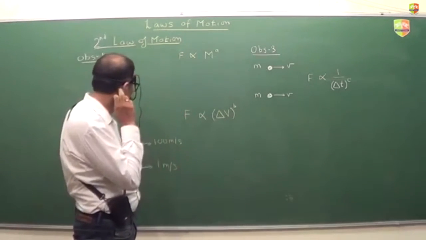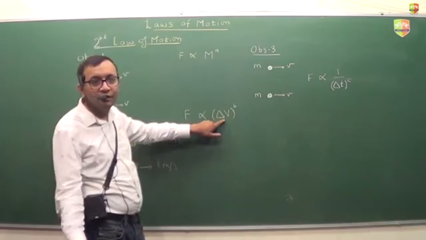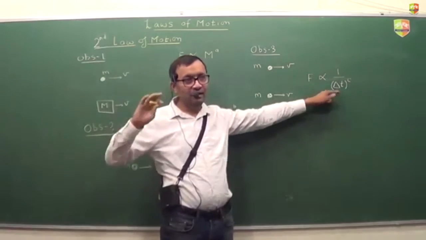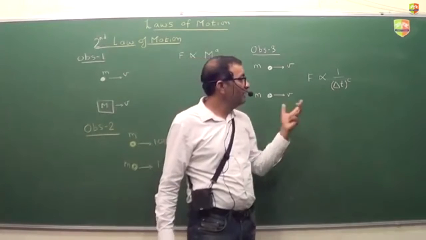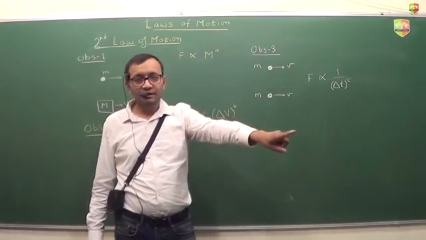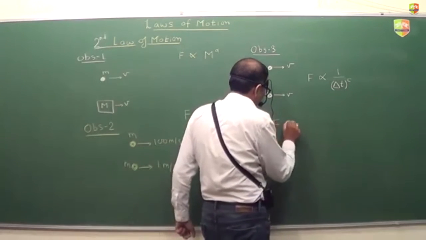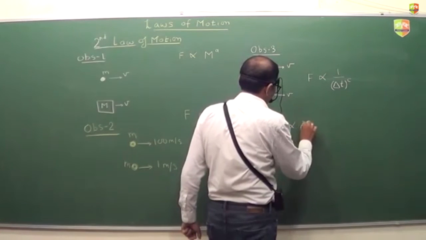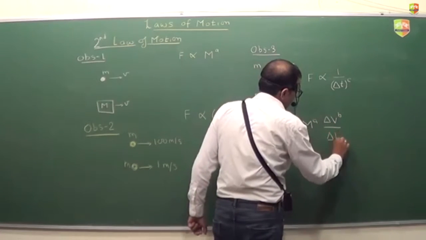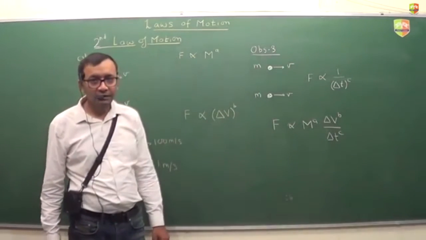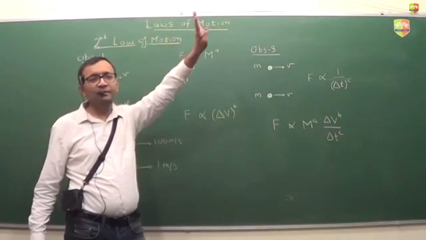If any of these three conditions happen, suppose m is 0, effort is 0. If delta v is 0, effort is 0. If delta t is infinite, effort is zero. Fine. So if m is zero, or delta v is zero, or delta t is infinite, effort should be zero. Getting it? So if I combine all these three observations, I will be able to write force as proportional to m to the power a, delta v to the power b, divided by delta t raised to the power c. Getting it? This must be true. Okay? Now it is up to us to take whatever a, b, c we want.